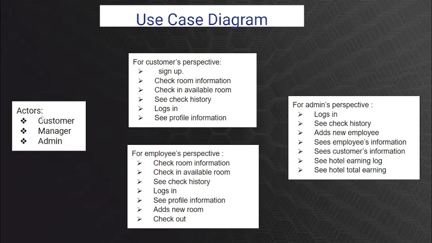In this use case diagram, from the perspective of a hotel management system, there are three kinds of actors or users. They are customer, manager, and admin. From the customer's perspective, a customer can sign up. He can check room information and check in to an available room. He can see check history. He can log in to this project, and the customer can also see the profile information.